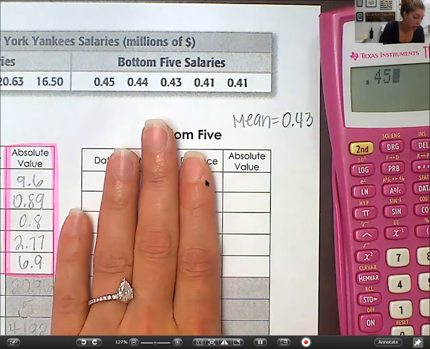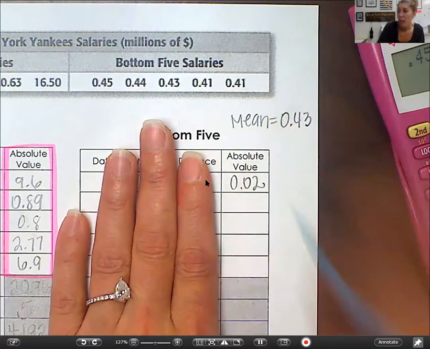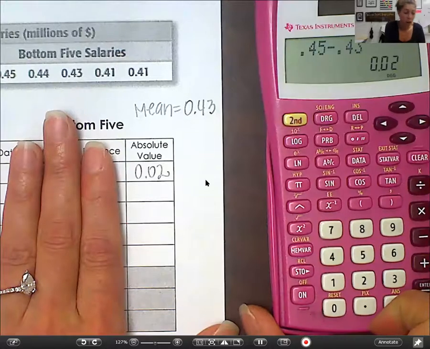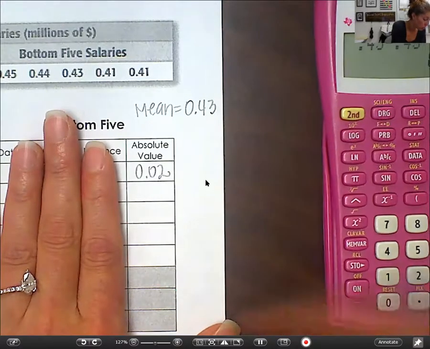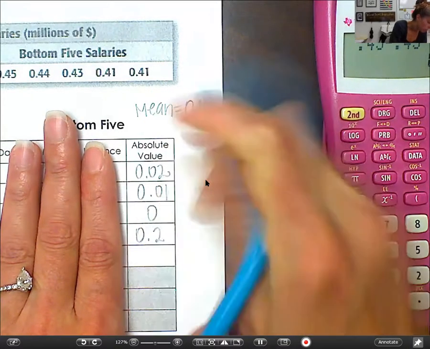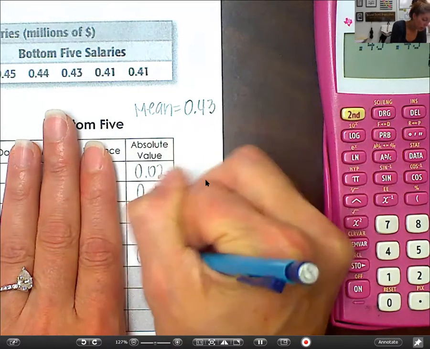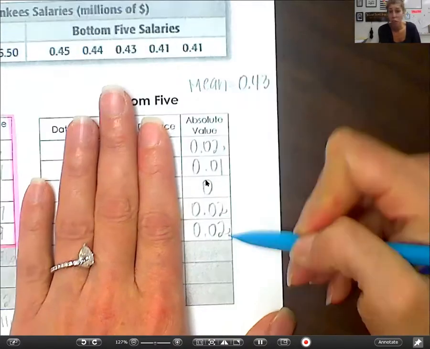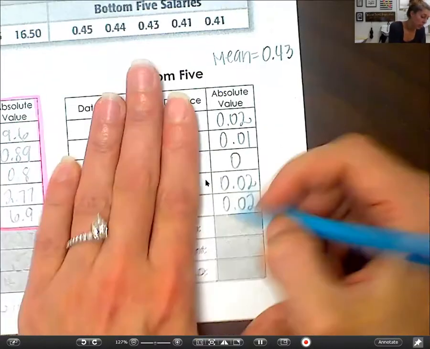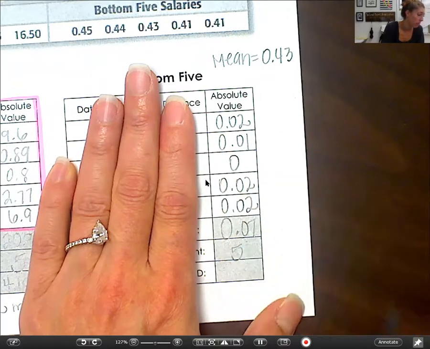I'm going to subtract 0.45 minus 0.43, 0.02. Make sure it's positive, all right? I'm already in the positive column. I have another 0.44, so that's, see, this one I can do mentally. That's kind of cool. Okay. Now again, no negatives should be in that column whatsoever. I'm going to add those together. Divide by 5 players again.